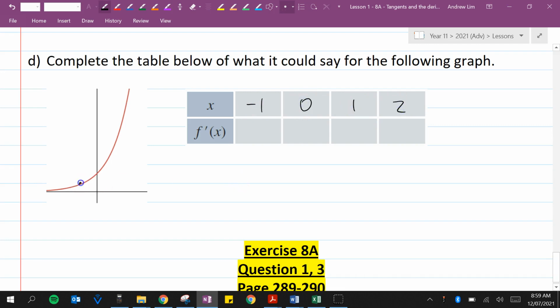Let's say this is -1. We can see that it's sloping up, so it has to be positive, but it's not that steep. It doesn't look like it's 45 degrees. So I might say that the gradient is probably maybe 0.5. It doesn't look like it's got a gradient 1 at 0. It looks like it's probably got a gradient 1 at 1.